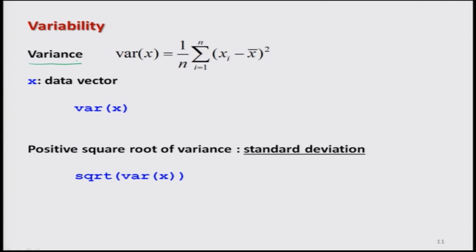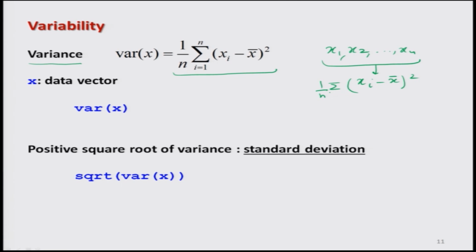The variance of a data set x, where I have values x1, x2, xn, is defined by 1 upon n summation i goes from 1 to n, xi minus x bar whole square. So it is simply saying: take each value x1, x2, xn, find the difference from their arithmetic mean, square them, then take the average of these squared values, and this function is called variance.